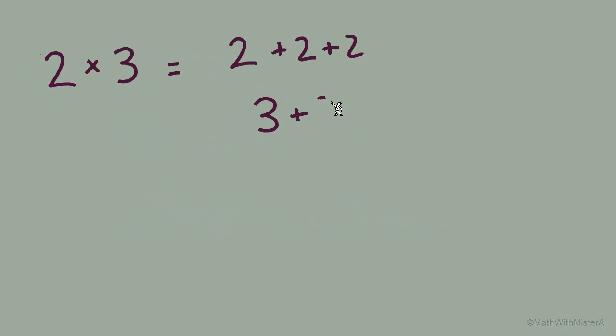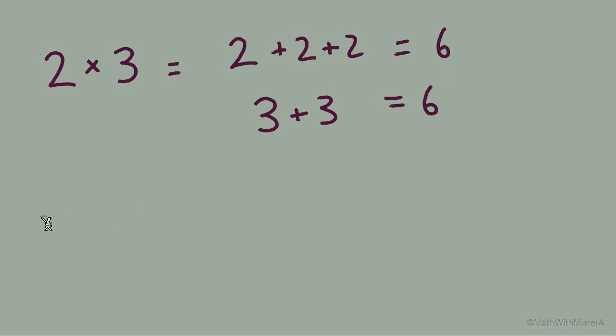When we look at a multiplication problem, what does it mean? Multiplication can be thought of as repeated addition. So 2 times 3 would be 2 plus 2 plus 2, 3 times, or 3 plus 3, 2 times. So it's important for us to remember always that multiplication is actually repeated addition.